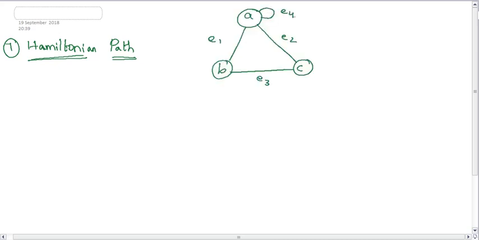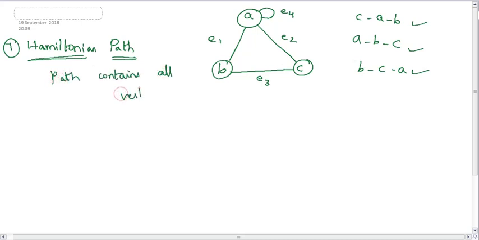So if I need a path, I can take many paths. A to B to C is a path. B to C to A is a path. C to A to B is a path. Many paths I can find. If you closely notice, these are Hamiltonian paths. So, this is a path that contains all vertices in the graph. You can see there are 3 vertices. Every path is having 3 vertices. Therefore, you can call it a Hamiltonian path.